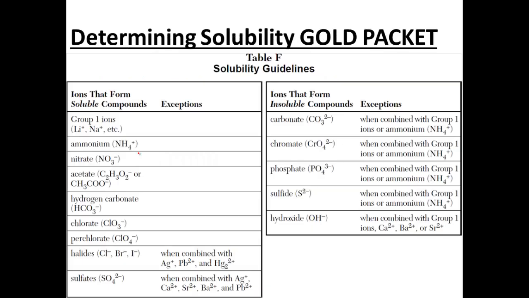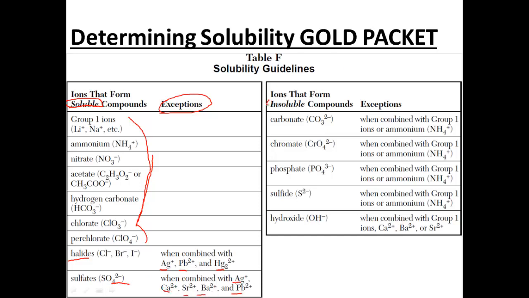So an example here, our chart shows soluble compounds. If you're soluble, that means you're going to dissolve. All of these are soluble. So if you contain any of that, you're automatically soluble. The exceptions to this are if you have a halide, if it's combined with one of these three elements, or if you have sulfates and it's combined with one of these 5 elements.